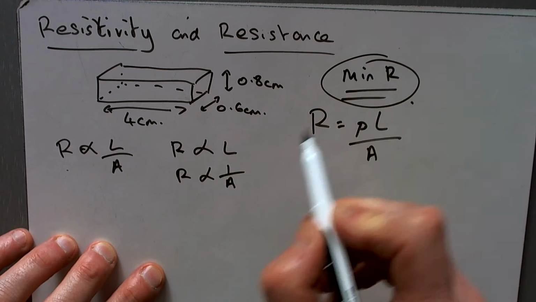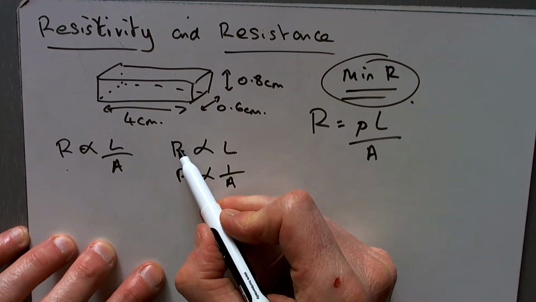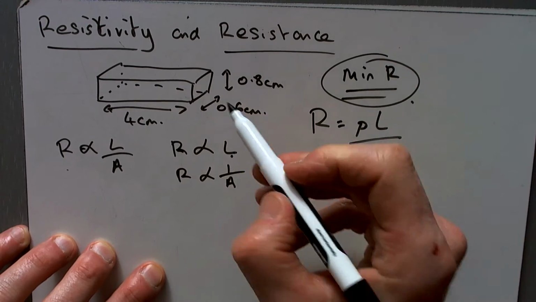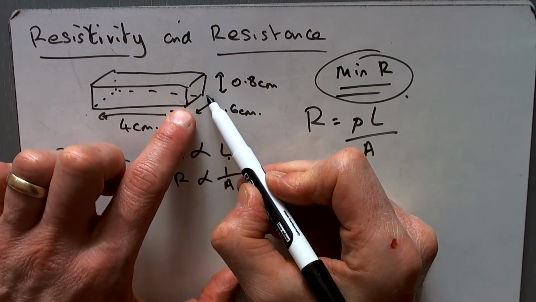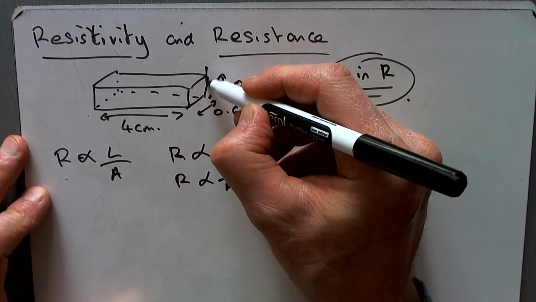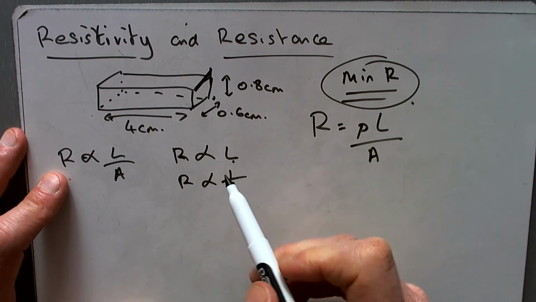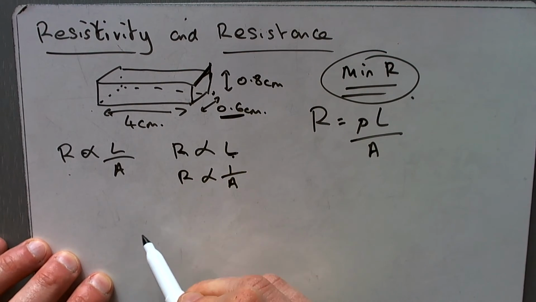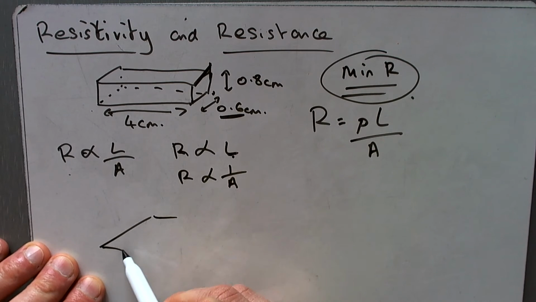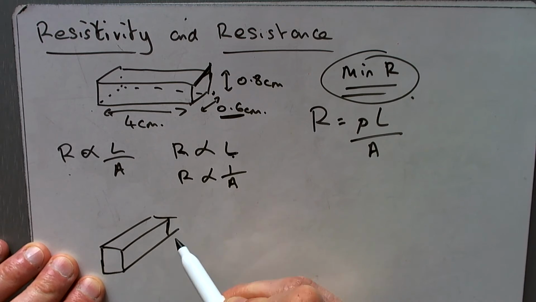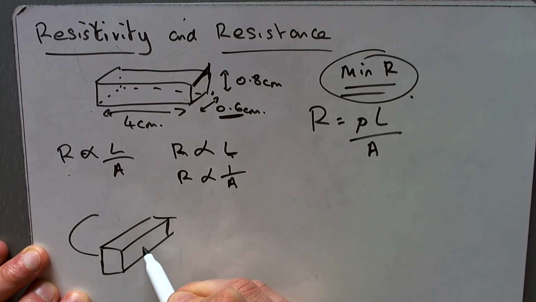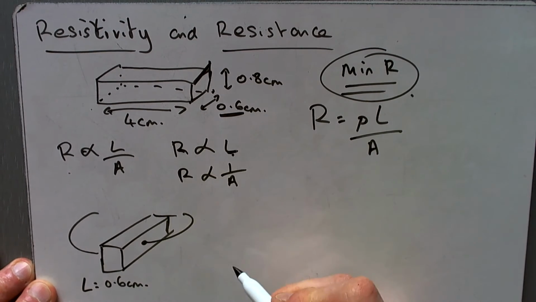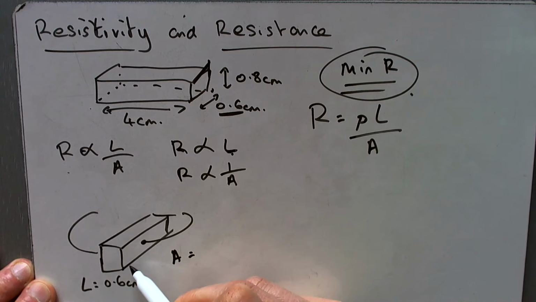If we want the minimum resistance, we want to measure across the shortest length. We've got 4 centimeters that way, 0.6 of a centimeter that way, and 0.8 of a centimeter that way. I've drawn this a little bit not to scale, but never mind. The shortest length would be across the 0.6, so we'd connect a lead to that side and a lead to that side at 0.6 centimeters. That's going to be our length.